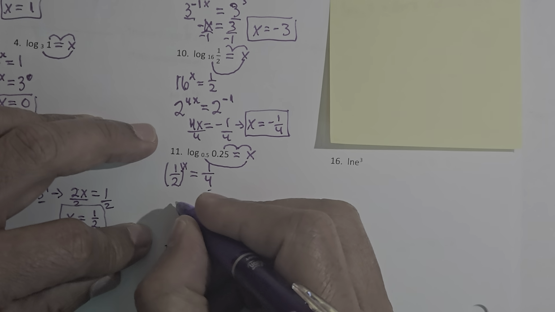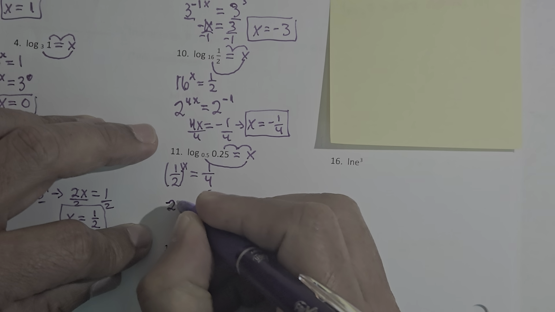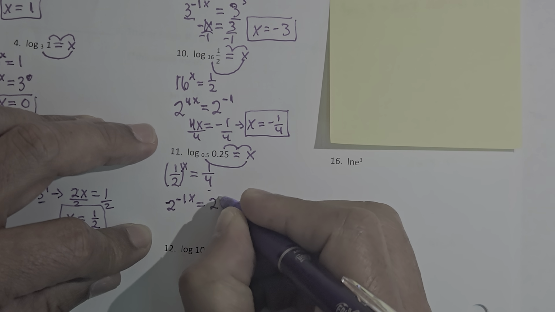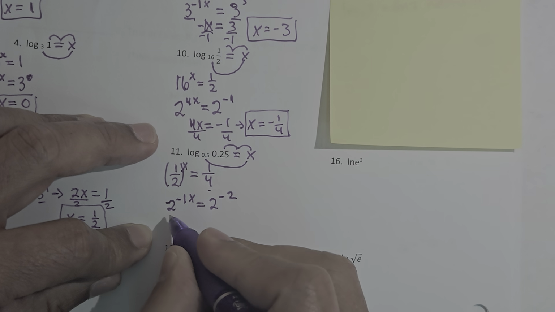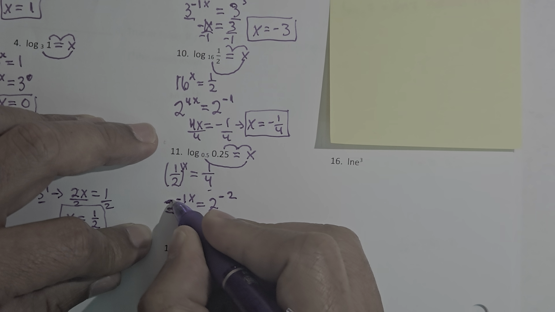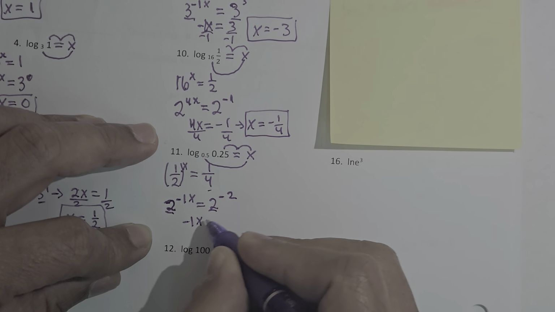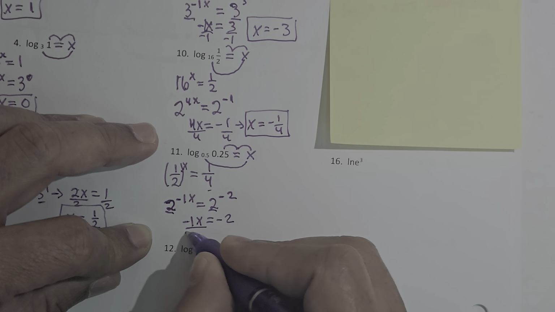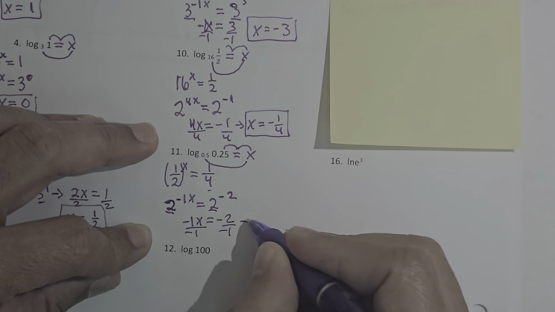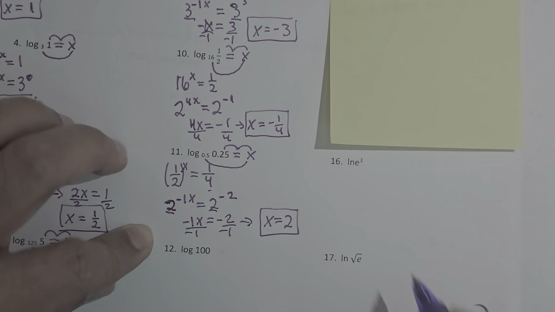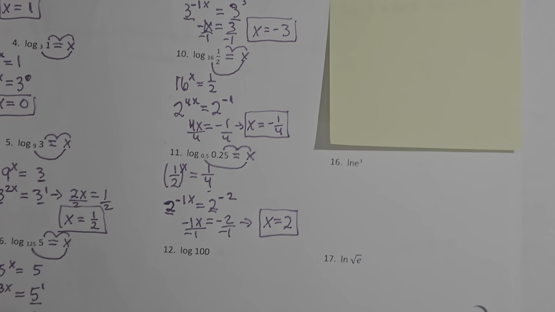So I'm going to say that 2 to the power of -x is equal to 2 to the negative second power. So then we have the same base. This is positive 2, by the way. So then we set the powers equal to each other. So -x equals -2, then divide by -1. So then we find that the value of x is +2. And that is the answer to that example.